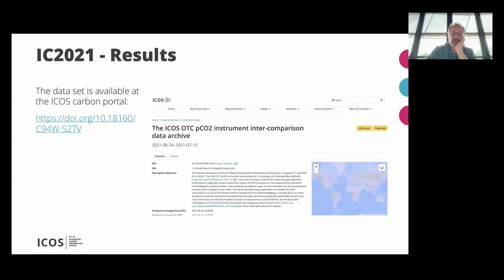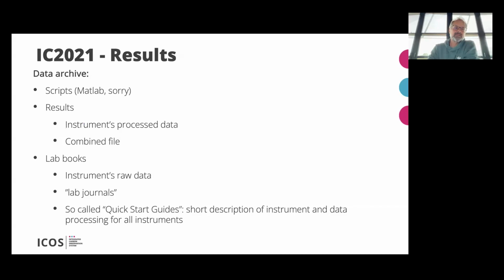However, if you want to look into the details, the data set is available at the ICOS Carbon Portal. Here's the DOI, or again, you find it at the Carbon Portal. You can download it. Maybe don't use your phone. It's 1.4 gigabytes, the whole data set. What you will get are the scripts that we used to do the intercomparison. They're MATLAB. Sorry, I'm an old man. Can't learn anything new anymore.